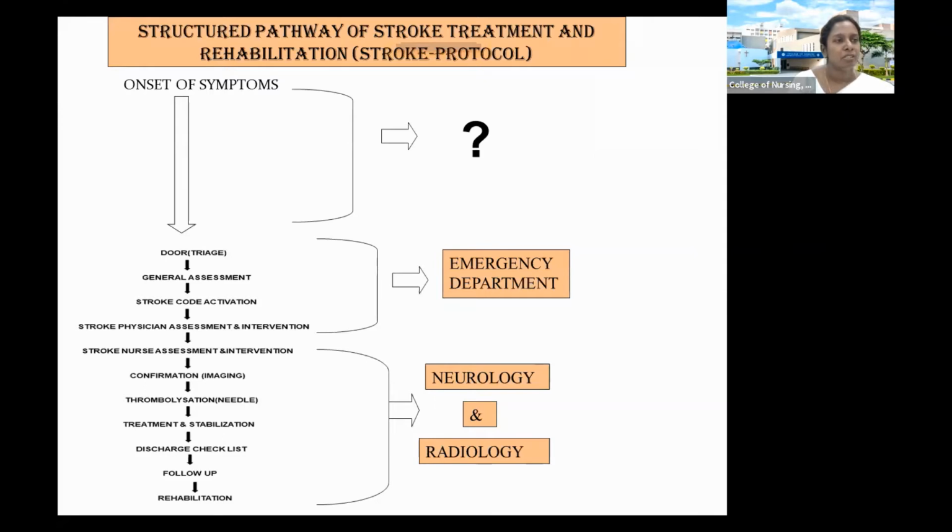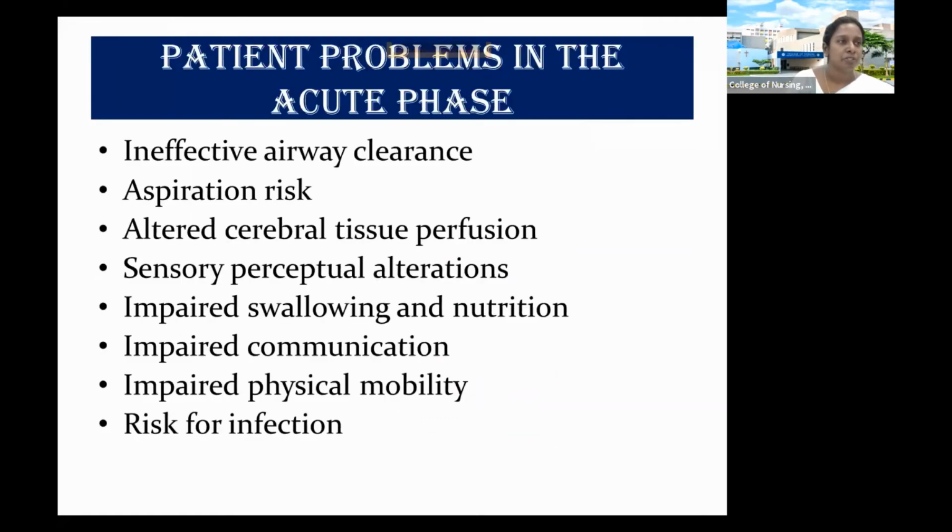Though we have this protocol for stroke, it again depends on when the patient had the symptoms, or sometimes the patient could have had symptoms during their sleep. So we are not sure when the patient was last seen normal. So all this depends on when the patient had the symptom. That determines what kind of treatment can be given for patients.